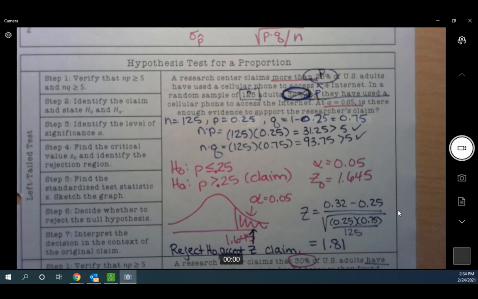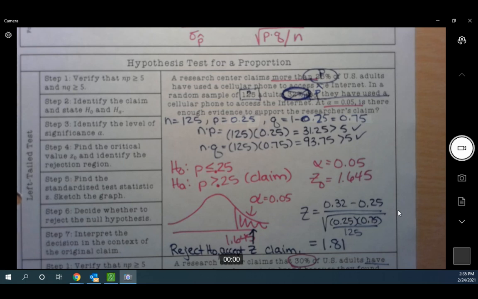So the first thing you have to do is obviously identify your n, your p, and your q. Your n is 125, that's your sample size. Your p is the percentage of the claim, so 0.25. The percentage of the people is the sample result, so you keep those separate. 25% of 125 is bigger than 5, and 75% of 125 is 93, so that's bigger than 5 as well.